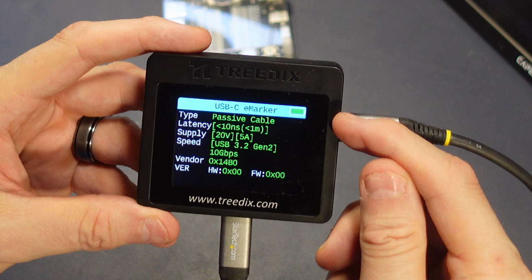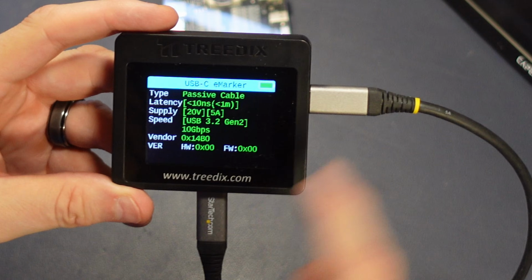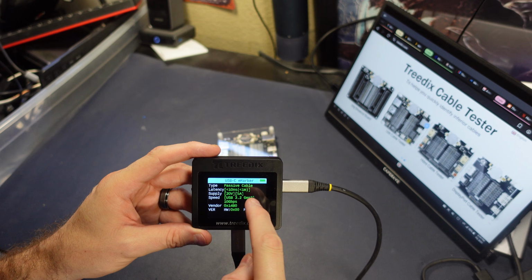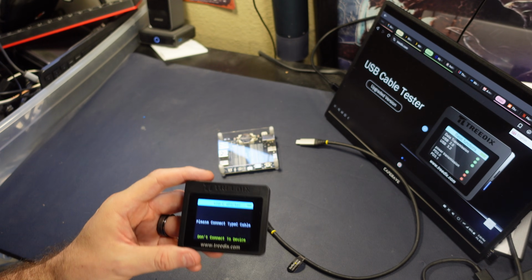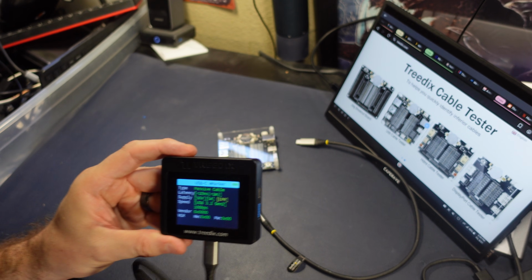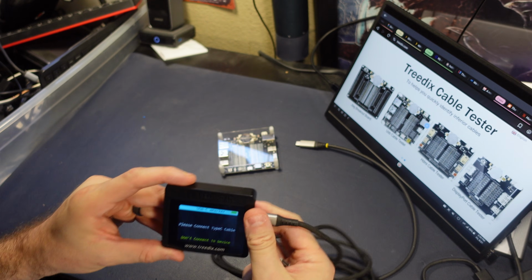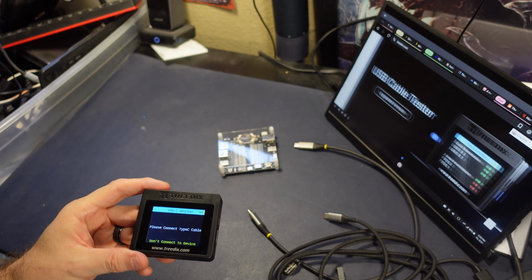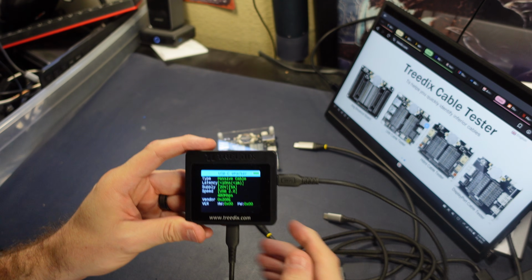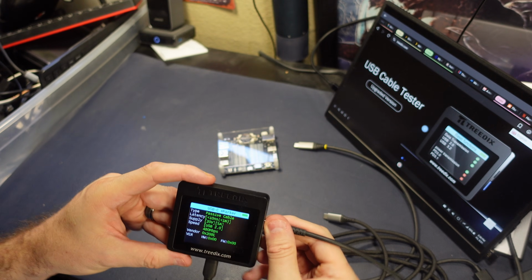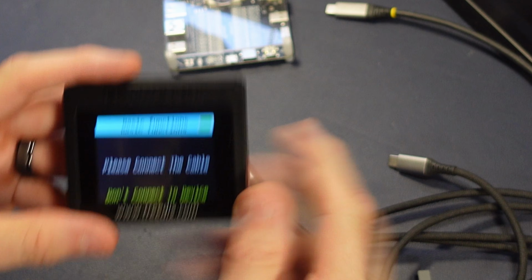Finally, we have a marker. So it says this is a passive cable, 3.2. A lot of times you don't get this. This USB-C e-marker, you don't get that. If I were to plug in one of these other cables, I don't think this one had it. Oh, maybe it did have it for this cable. Yeah, but a lot of these, it didn't show anything, right? It didn't show jack squat. Let's put this back in. Well, I guess it did. Well, how about that?